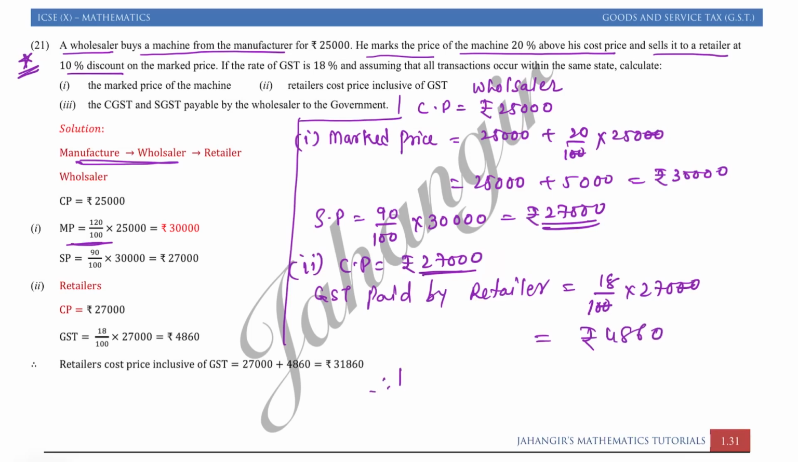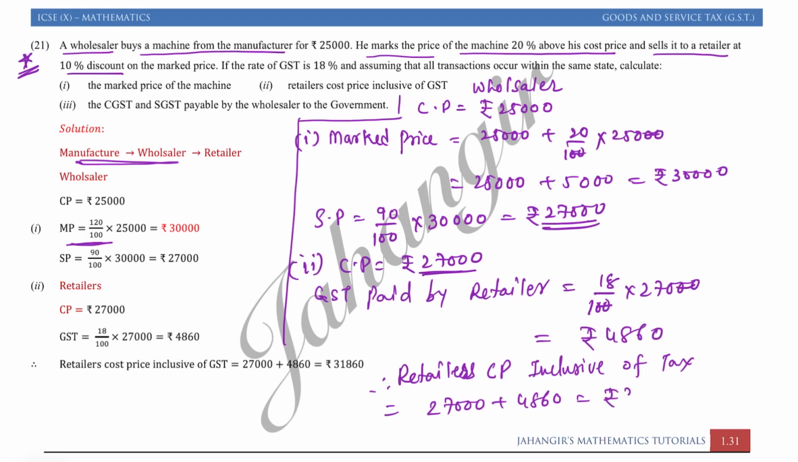So therefore retailer CP inclusive of tax, that is equal to 27,000 plus 4,860, that is equal to rupees 31,860. This you got.